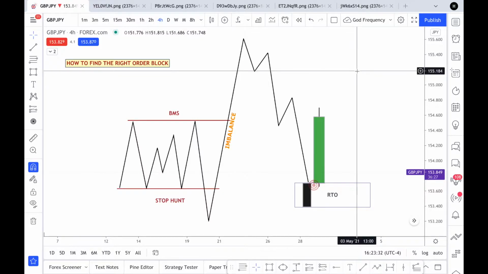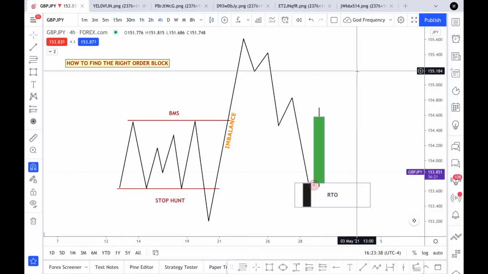Okay, so I'm going to show you step by step all the rules to finding the most accurate and most consistent order blocks so that you can find more profitability and more consistency overall in your trading.